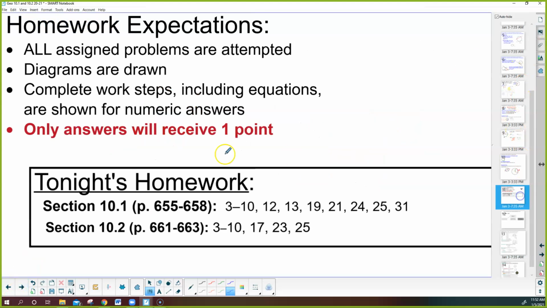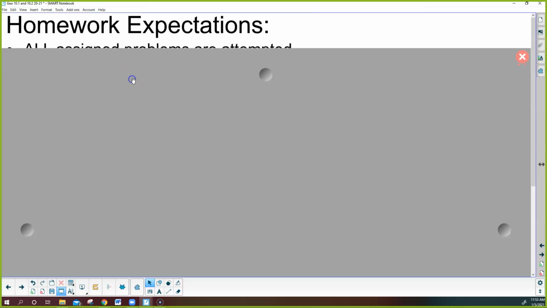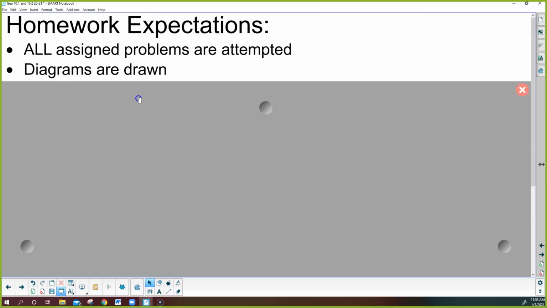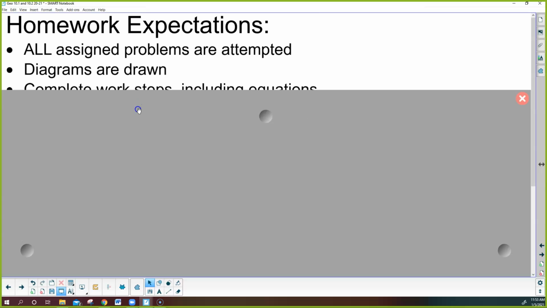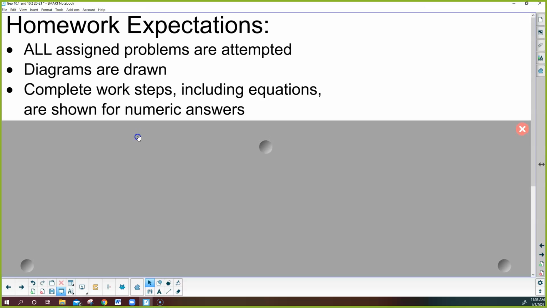Okay. Really quick, I want to mention something about homework. We kind of noticed some trends here, and we want to just review the expectations moving forward for the rest of this year. So you are expected to attempt all problems that are assigned to you. You are expected to draw diagrams when necessary. Complete work is shown, including equations, algebraic work, and then your numeric answers.